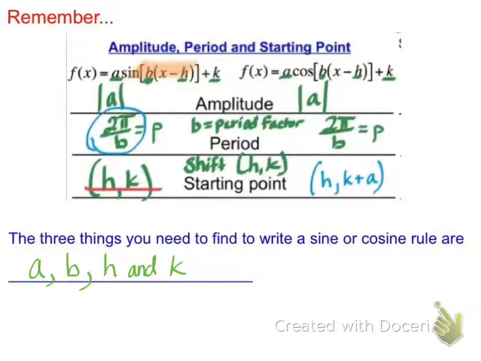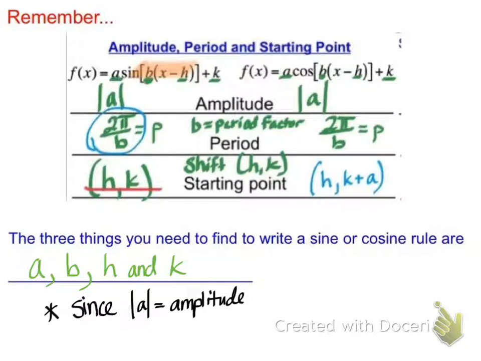Now, what does that mean? That's fairly straightforward for sine because sine is the easier one if we look at especially the shift. The shift is H comma K, and that is directly related to the starting value for sine. But for cosine, it's different. So we need to remember that it's going to be different for cosine.